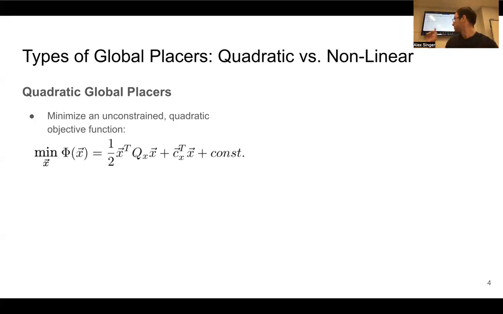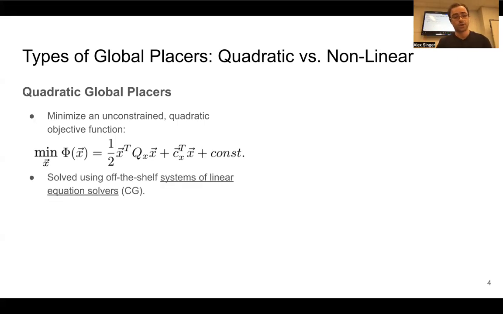This can be efficiently solved by taking the derivative of that function and setting it equal to 0. When you take the derivative and set this equal to 0, what this becomes is a system of linear equations, and that can be efficiently solved using things like conjugate gradient. Also, this Q matrix is extremely sparse, so we can use sparse solvers as well, which can further save runtime.